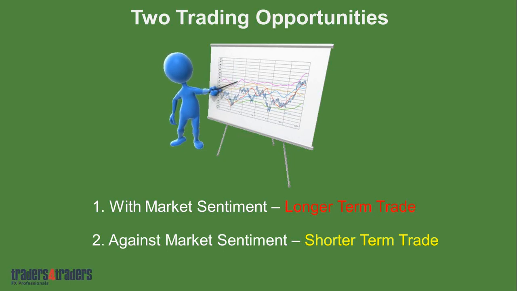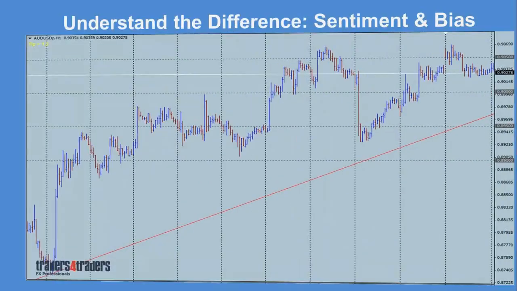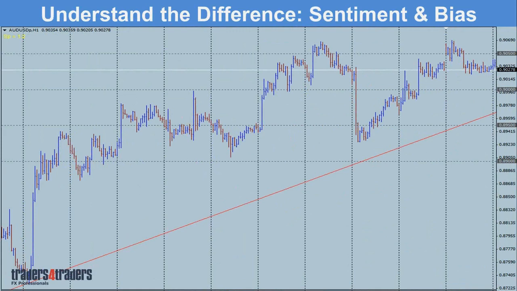So you understand the difference between sentiment and bias, I have an example on the Aussie dollar chart to make sure this is clear. This is going back to when the RBA changed their sentiment from an easing bias to a neutral bias. The currency rallied quite aggressively from 87.50. The sentiment of the Aussie dollar was definitely up.